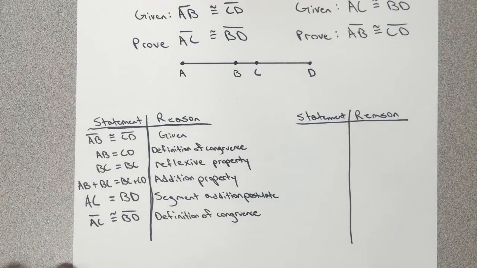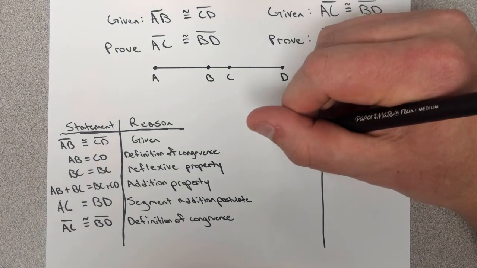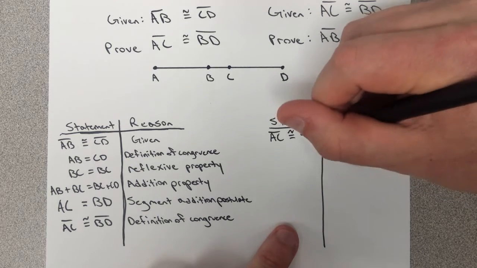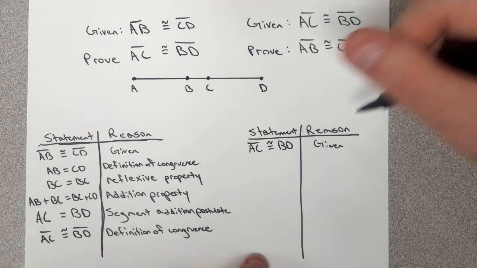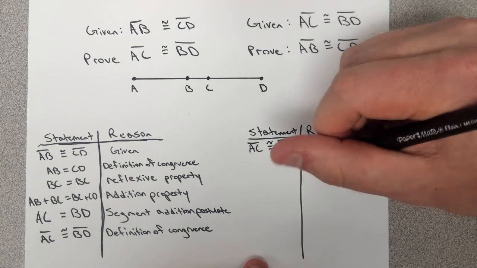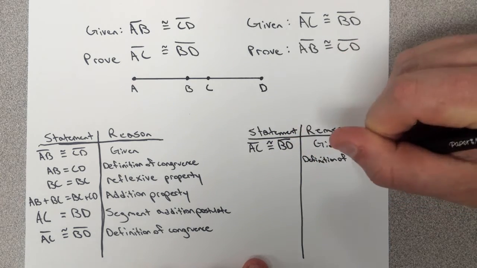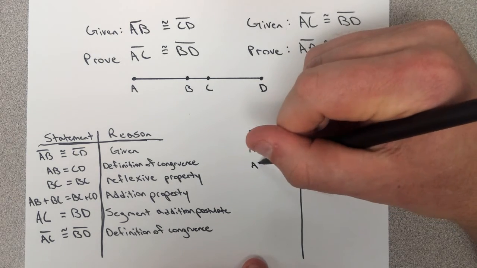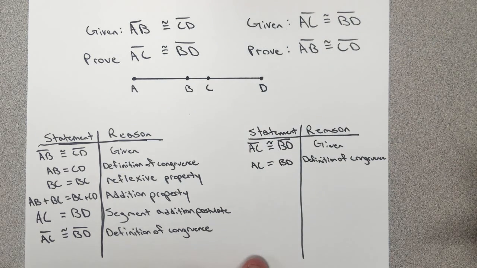Now, to prove the second part, it's going to be very similar. Again, we start with the given information: given that AC is congruent to BD. This is given to us. And so we can use the definition of congruence to say that their measures are going to be equal. That's what congruent means. AC is equal to BD.